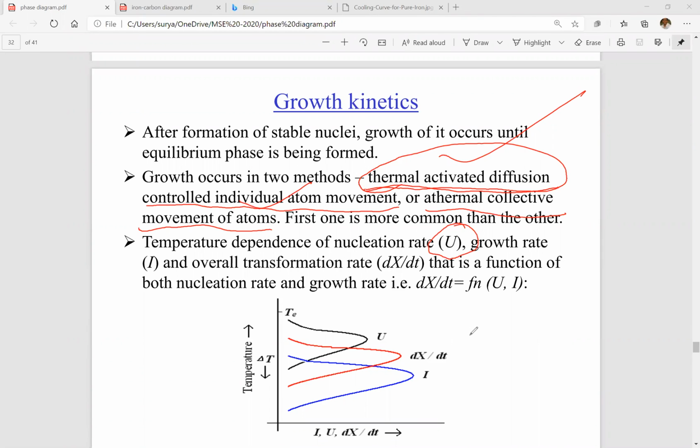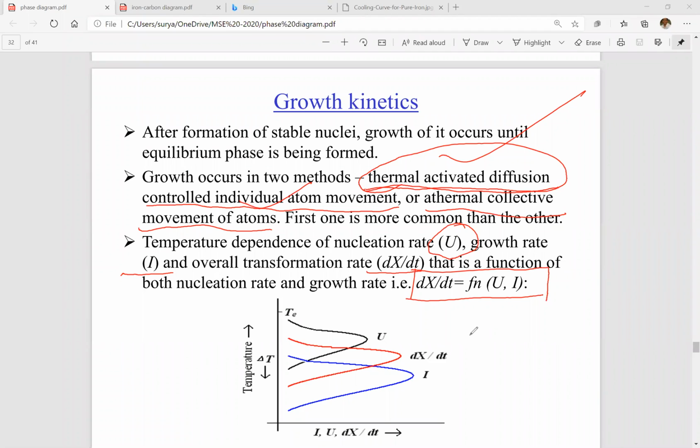There is another term, the growth rate I, and the overall transformation rate dx by dt. These are the factors. The overall transformation rate is a function of both nucleation rate and growth rate. So that is the formula, dx by dt, the overall transformation rate. The nucleation rate is U and the growth rate is I.